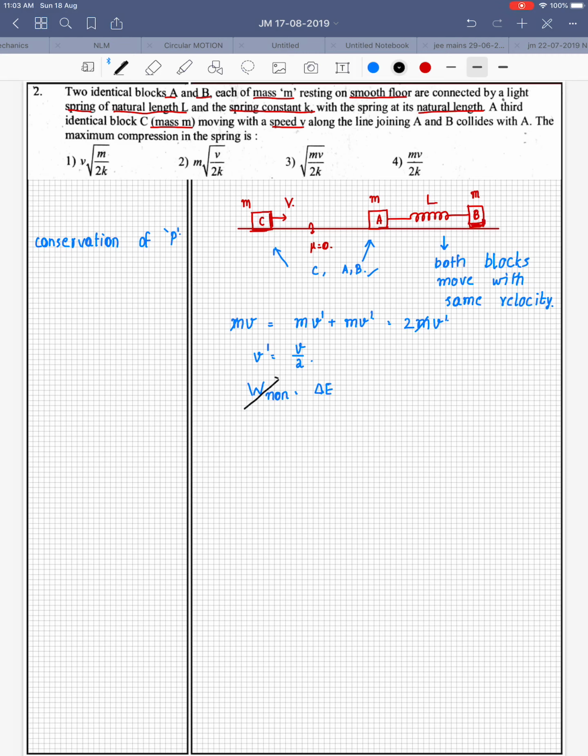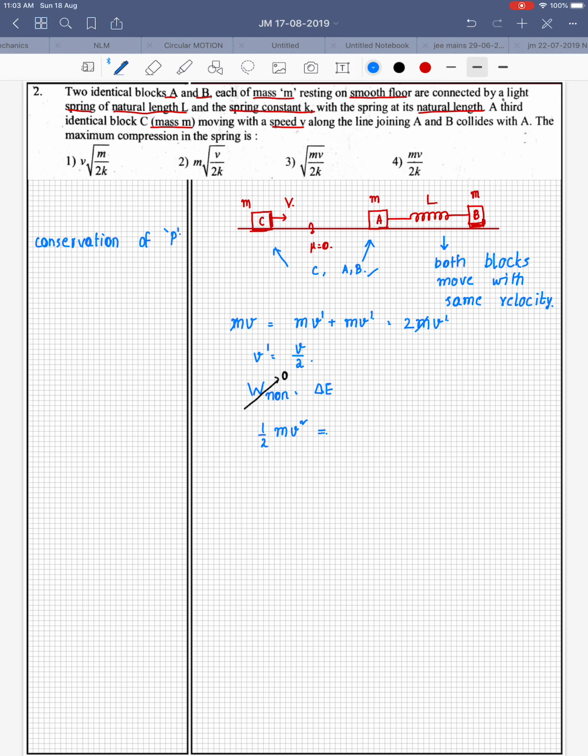So finally your W non will be 0. So I can conserve the mechanical energies in the initial position and the final moment. Initially there is only one block moving, block C, and it has a kinetic energy, the value of which is half m v square. Block A is at rest, block B is at rest, and the spring is at its natural position initially, so no potential energy is stored in the spring. The only energy is half m v square.